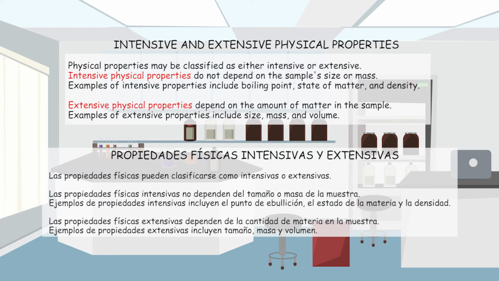Intensive and extensive physical properties. Physical properties may be classified as either intensive or extensive. Intensive physical properties do not depend on the sample's size or mass. Examples of intensive properties include boiling point, state of matter, and density. Extensive physical properties depend on the amount of matter in the sample. Examples of extensive properties include size, mass, and volume.